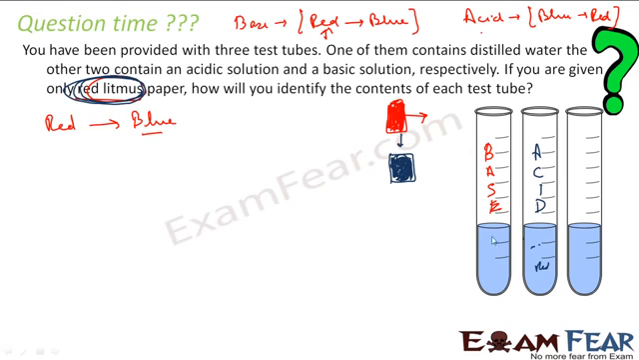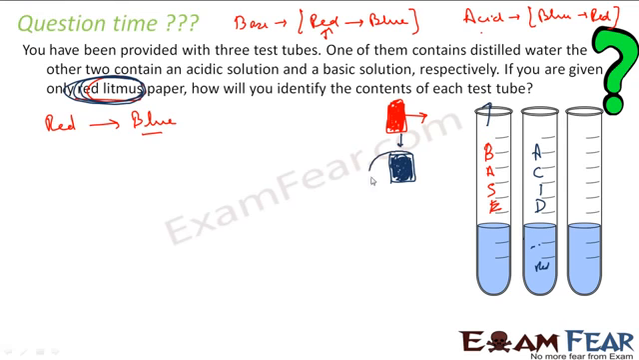I found that in whichever test tube the red litmus turned into blue, that particular test tube is basic in nature. So I got this basic one. I know that this one is basic. Now I'm going to the two test tubes to define which one is acid and which one is neutral.